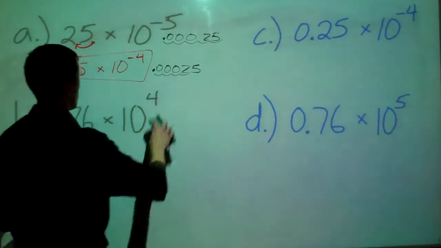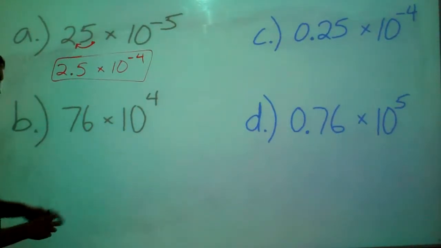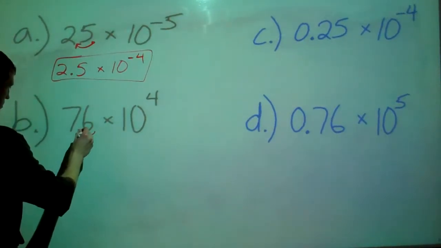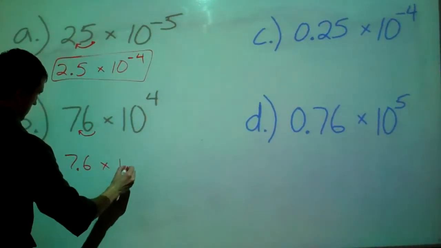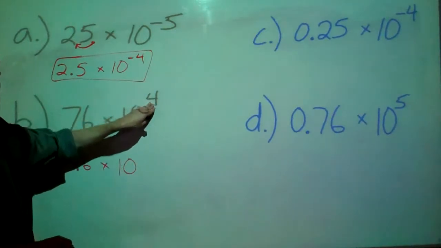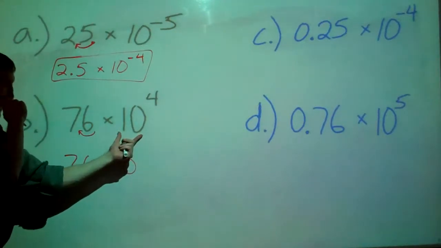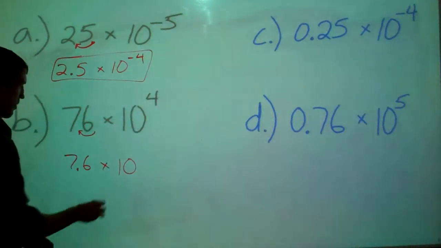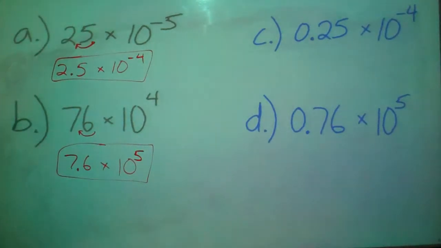Let's try that with B. Okay, same issue. Our decimal point is right here. We want this number to be less than 10, but bigger than 1. So 7.6 times 10. Alright, now positive exponents tell us to move our decimal to the right when multiplying by powers of 10. We are going the opposite way that it wants us to go. So we're going to add 1 to 4. And that should be 7.6 times 10 to the 5th. Let's see if that works out.